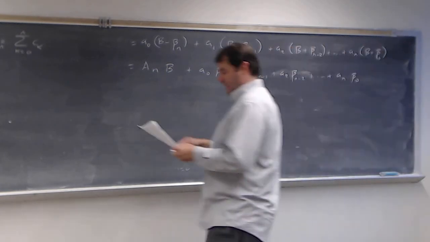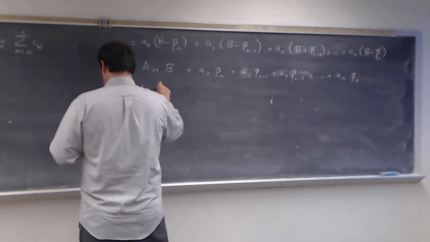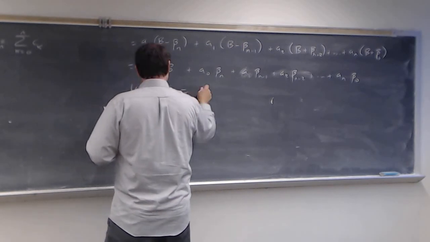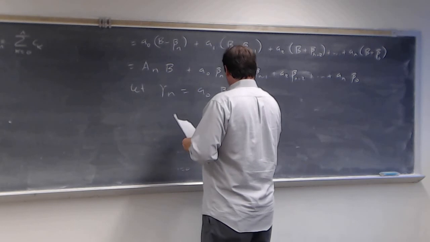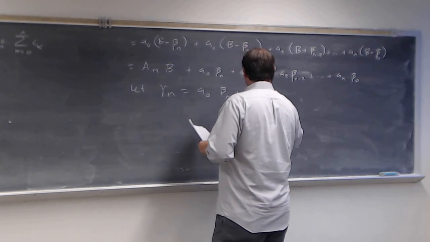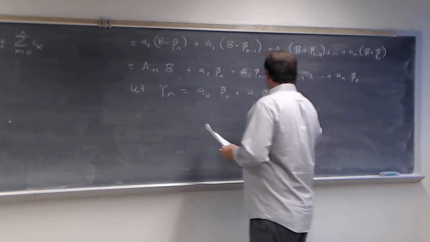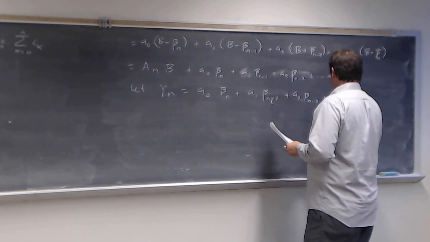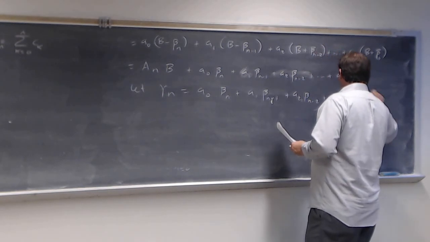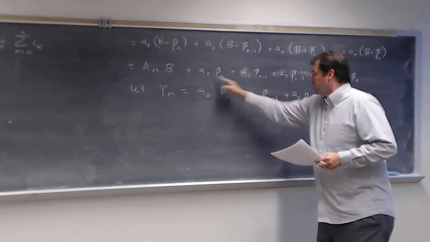Now, for notation's sake, we're going to let gamma sub n be equal to a sub 0 beta sub n plus a sub 1 beta sub n minus 1 plus a sub 2 beta sub n minus 2, all the way up to a sub n beta sub 0. So this part.